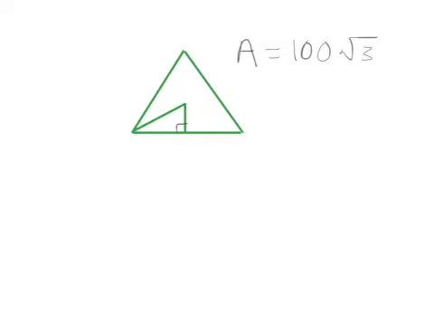So there is a formula that we have using the apothem and using the area, and that's going to be A equals 1/2 times a, the apothem, times P, which is the perimeter. So if we can find the perimeter, then we can find the apothem because we already know the area.